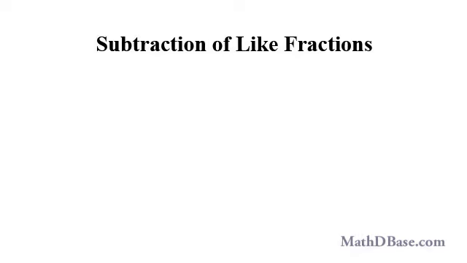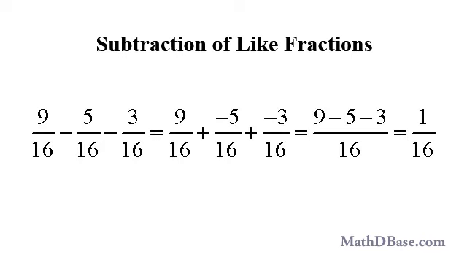To subtract like fractions, proceed as with addition, affixing the negative sign to the numerator of the fraction that follows it. To subtract 5 sixteenths and 3 sixteenths from 9 sixteenths, rewrite the numerators of the two subtracting fractions as their negatives, then add the resulting fractions. To get 9 sixteenths plus negative 5 sixteenths plus negative 3 sixteenths, the numerator will be 9 minus 5 minus 3 for a total of 1, and that will be placed over the common denominator 16 for a result of 1 sixteenth.